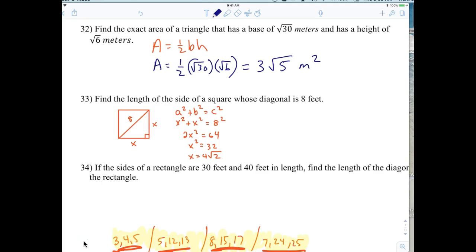Any questions? Okay, so if I multiply these two together, there's a common 6, right? There's a 5 left behind.